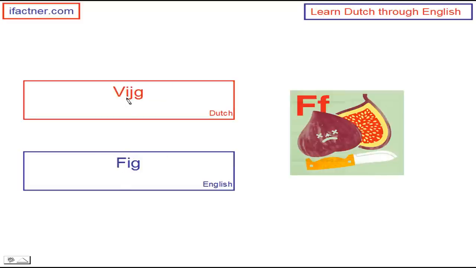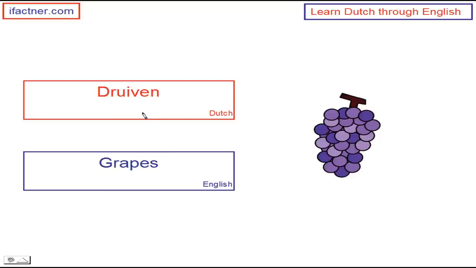Fig, vijg. V-I-J-G, vijg. Grapes are called druiven. D-R-U-I-V-E-N. Druiven.